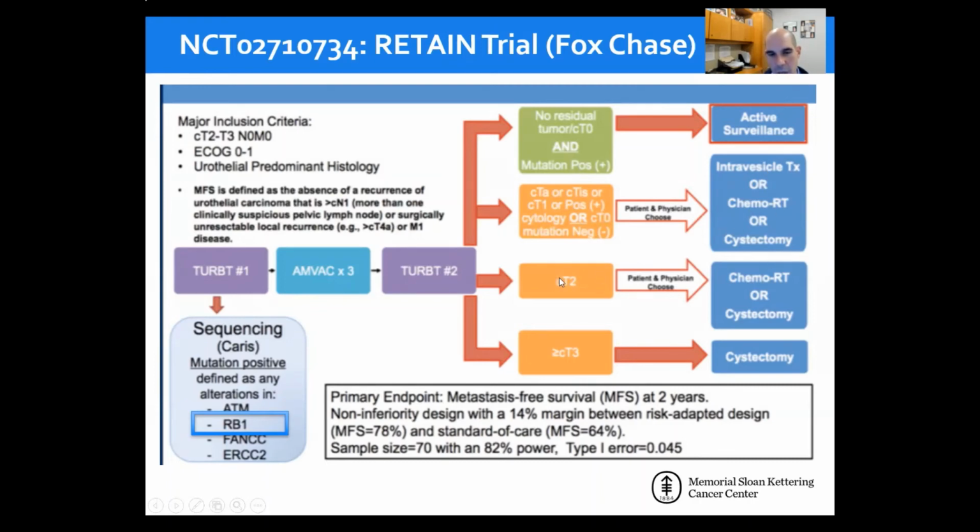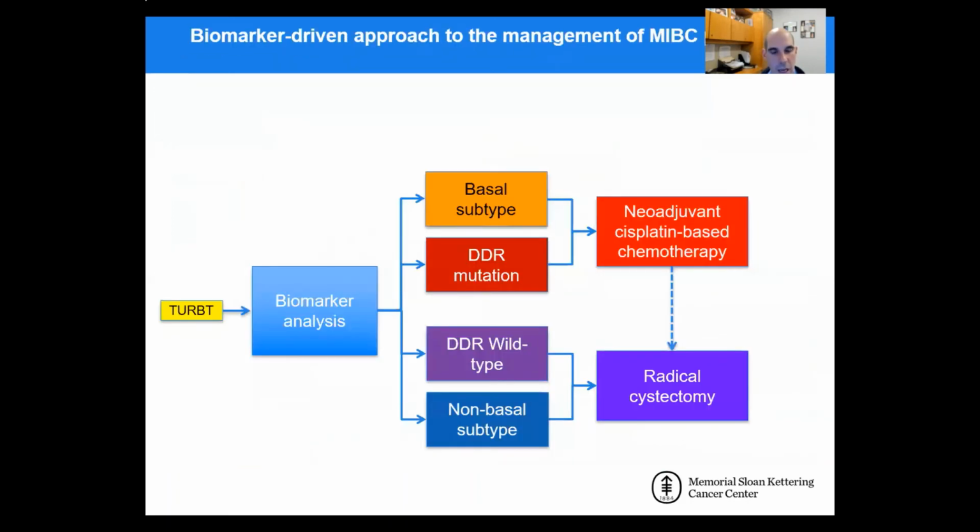And then for anyone with T2 disease, or T3 or higher, they undergo treatment with cystectomy or chemoradiation. And so, these are just two examples of biomarker-driven clinical trials, and I think we're all anxiously awaiting to see how the results of these trials go.